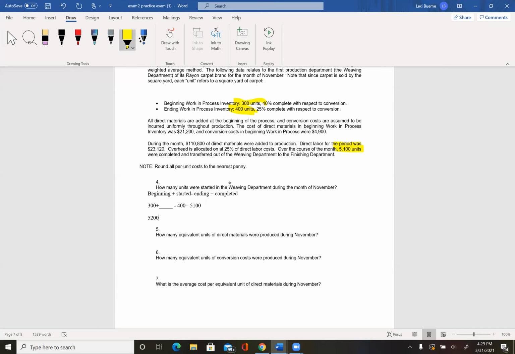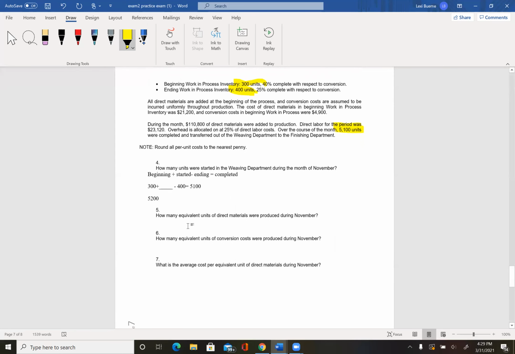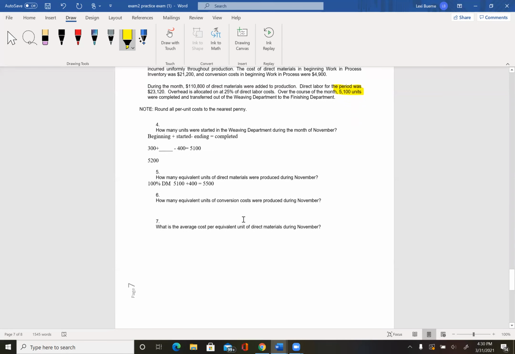And then to find the amount of units in direct materials, since you're doing 100% of the direct materials, the 5,100 is going to be the amount completed. And then you have to add in the ending inventory of 400. And that's going to give you the 5,500, and that's going to be the amount of direct materials produced. So this 5,100 is the amount completed, and then you just add in the ending inventory, and that's going to give you the equivalent units of direct materials.